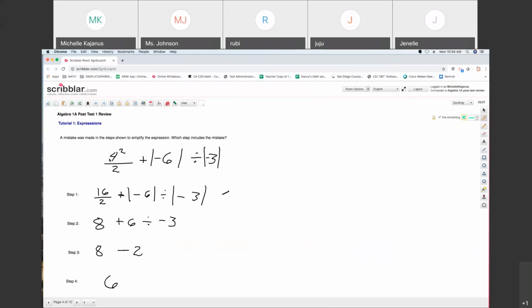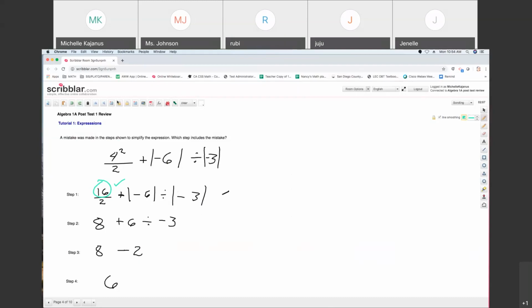We have 4 squared divided by 2 plus the absolute value of -6 divided by -3. Okay, so let's go to step 1. What's different? What's different is 16. 4 squared is 16. Okay, so that's good. Plus the absolute value of -6 was left alone, and divided by -3 was left alone.